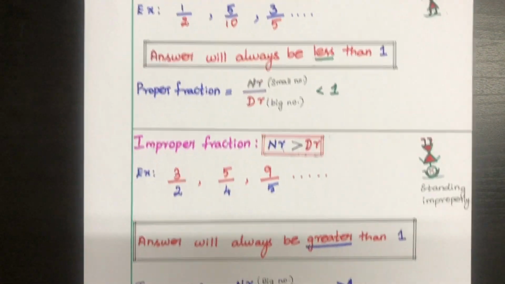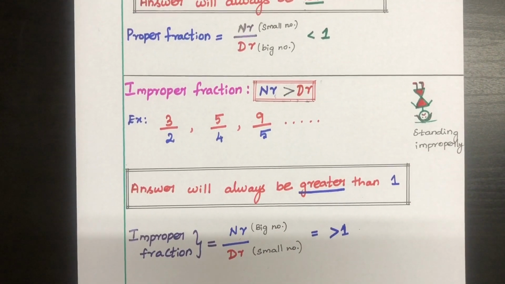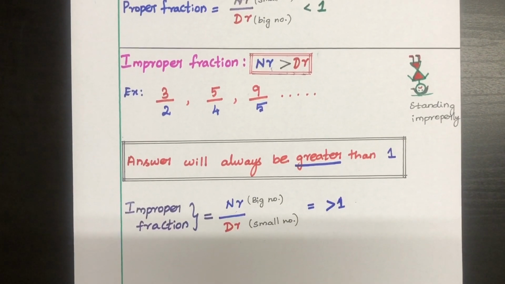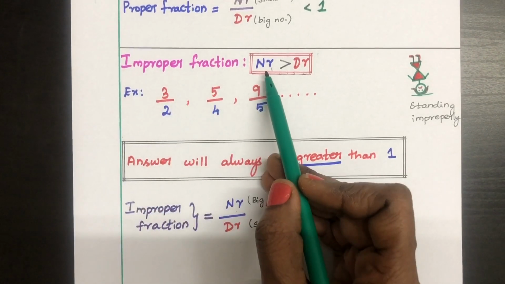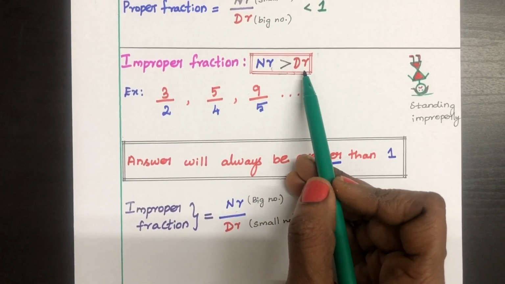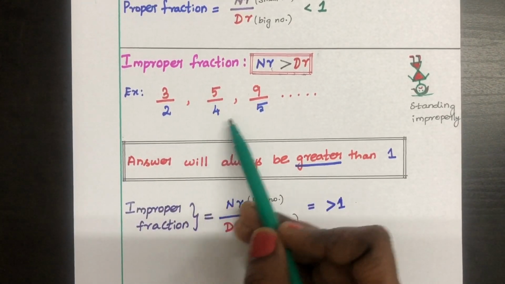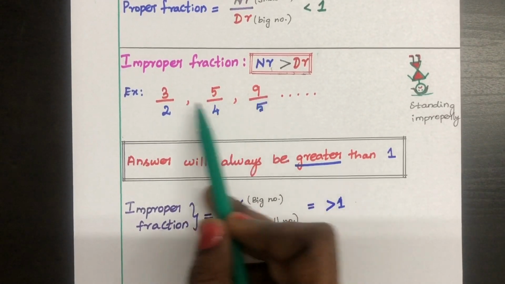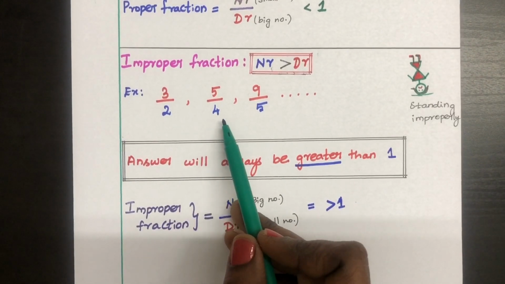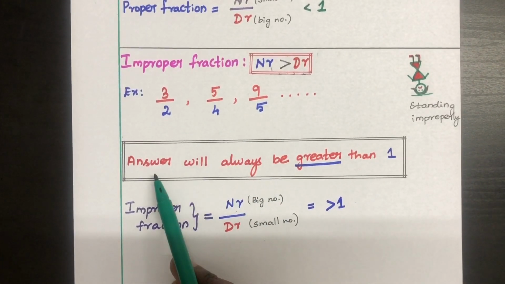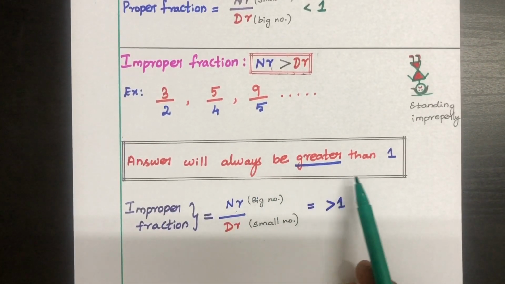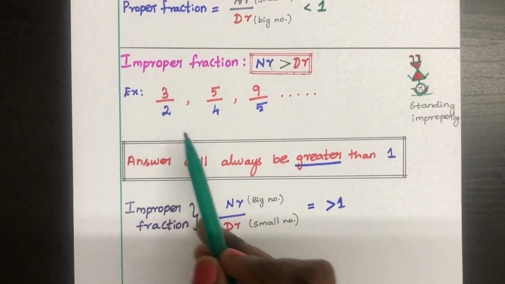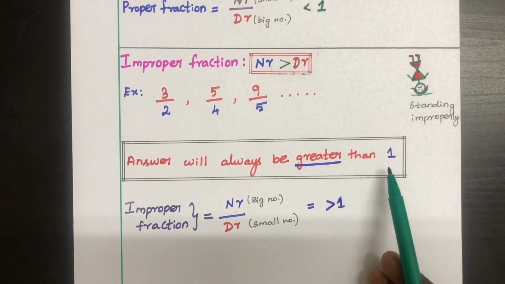That's all. Now improper fraction. What is improper fraction? The opposite of proper fraction is improper fraction. See here, numerator is greater than denominator. 3 by 2, 5 by 4, 9 by 5. See, the numerator is greater in all the cases compared with the denominator. So, the answer will always be greater than 1. Yes, of course, if the numerator is greater, it will give you the answer greater than 1 every time.